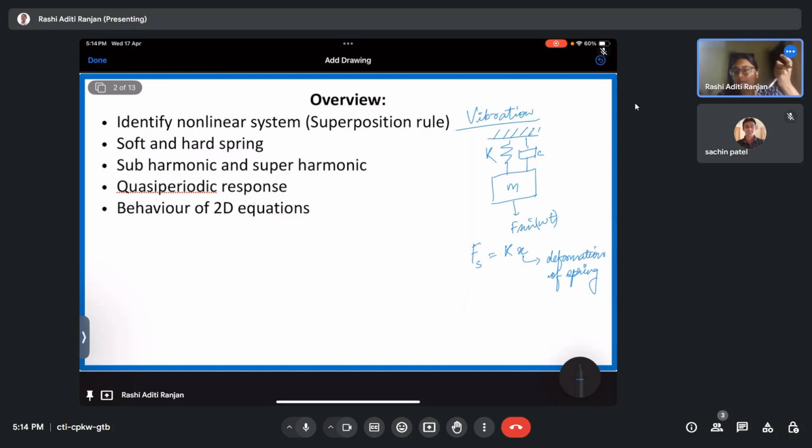But now, if I have a linear system, I have a linear differential equation. I can solve the linear differential equation in order to get the solution. But now, since I have a nonlinear system, solving a nonlinear system is a very difficult task. And we'll talk about that in the further slides.